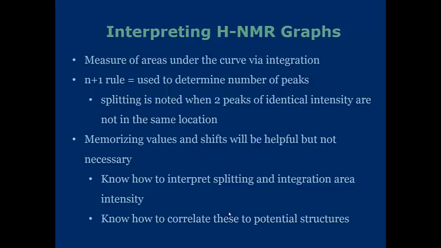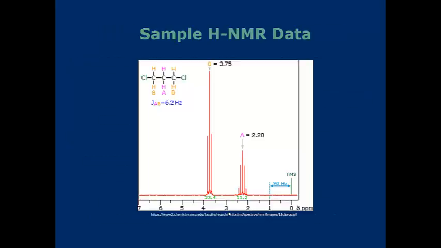Take note that memorizing values and shifts will be helpful, but it's not necessary. What's more important is to know how to interpret splitting and the integration area intensity, and how to correlate these to potential structures. That sounds very abstract, so how about we actually go into one of these examples. As you can see by the highlighted colors, there are 2 protons here. The ones in the middle, denoted by A, the pink ones, are considered to be the same identity-wise.